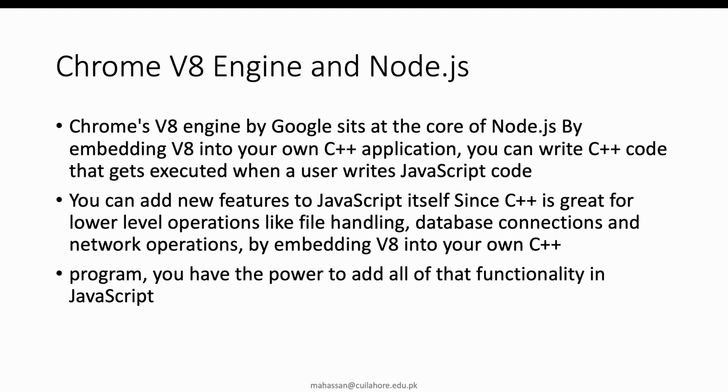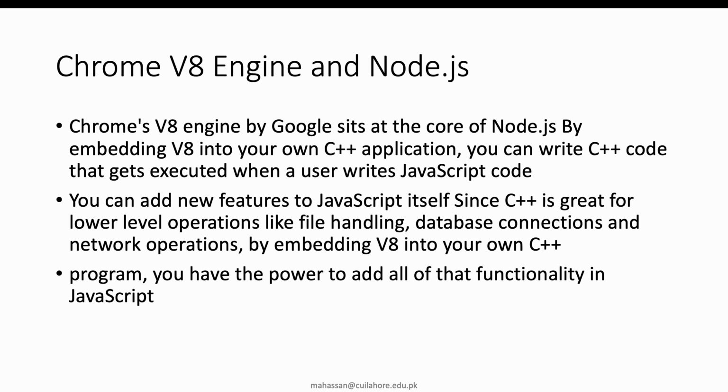Have you ever wondered how Node.js can run JavaScript code outside of a web browser? The answer lies in Google's V8 engine, which sits at the core of Node.js. V8 is an open source JavaScript engine developed by Google for their Chrome web browser. It's designed to convert JavaScript code into machine code that can be executed by the computer's CPU. By embedding V8 into your own C++ application, you can write C++ code that gets executed when a user writes JavaScript code.